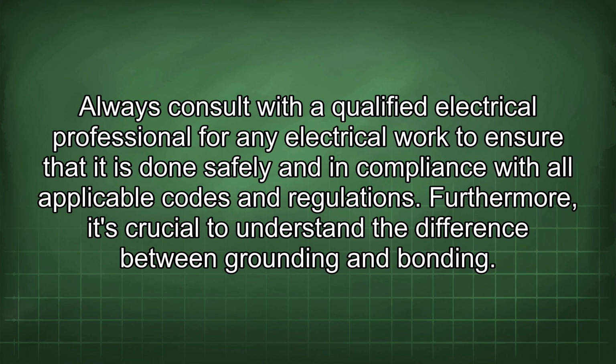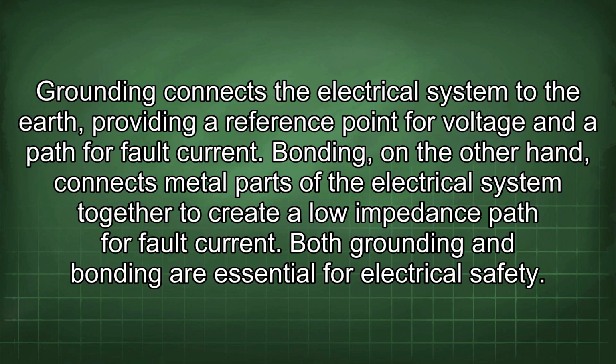Furthermore, it's crucial to understand the difference between grounding and bonding. Grounding connects the electrical system to the earth, providing a reference point for voltage and a path for fault current. Bonding, on the other hand, connects metal parts of the electrical system together to create a low impedance path for fault current. Both grounding and bonding are essential for electrical safety.